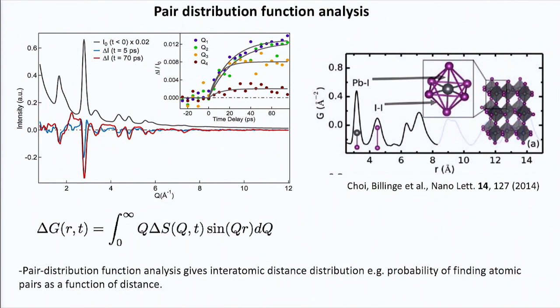You have another peak at around 4.5 angstroms. This corresponds to the body diagonal, one of the diagonals, the distance separating one iodine atom to the next. So this is a static structure, and of course you have higher order correlations as well. So what's happening as a function of time?